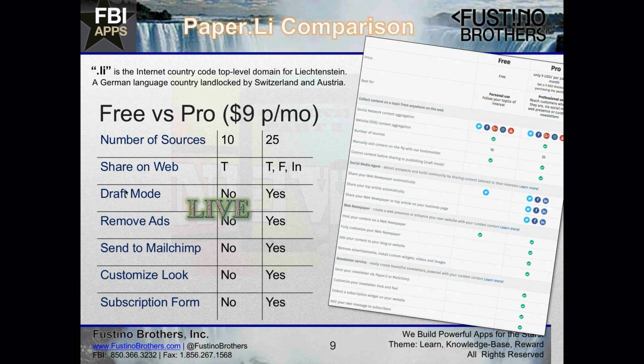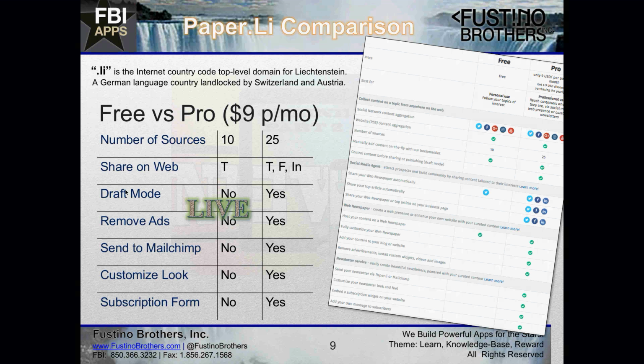The major differences are in the columns here. The number of sources, for example, in the free version is only 10, and we'll show you what sources mean. In the pro version, you can get up to 25. It's shared automatically on the web with Twitter in the free version, but in the pro, it's Twitter, Facebook, and LinkedIn. They have that built into their automation. When you do an article, it goes out to those three sources automatically. Draft mode in the free version is live all the time. There's no draft mode; you can't take it offline.